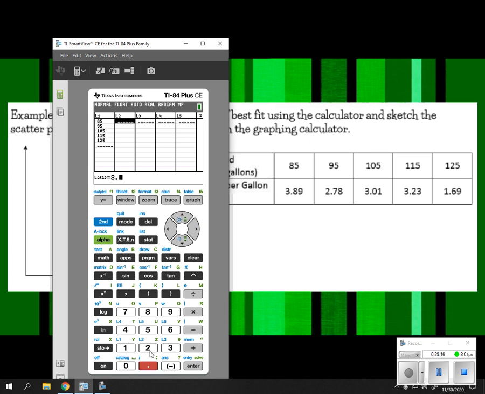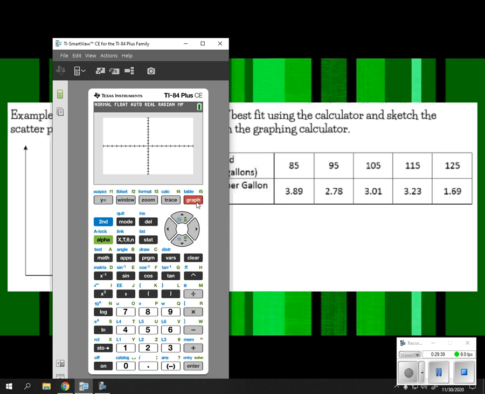Now I've got $3.89, $2.78, $3 and a penny, $3.23, and $1.69. Okay, and then we're going to hit graph.